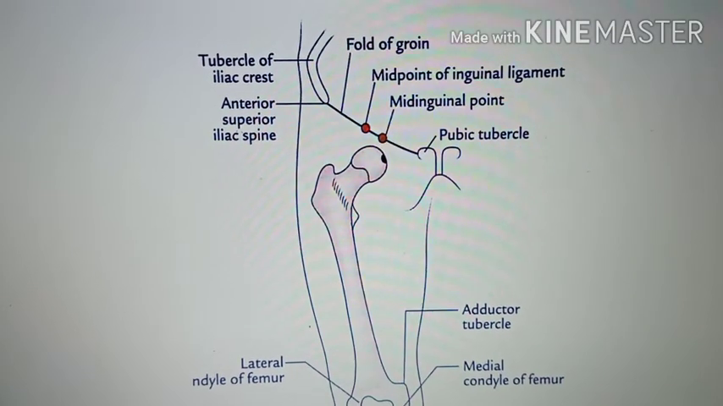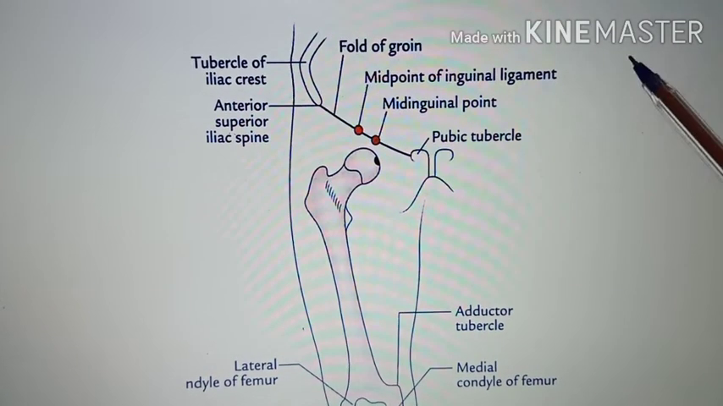If the beats are less than 60, it is called sinus bradycardia. If the beats are more than 100, then it is called sinus tachycardia. The character of the pulse refers to the waveform or the shape of the pulse. Now we will study the pulse palpation in the lower limb. We will study the femoral pulse, popliteal pulse, anterior tibial pulse, posterior tibial pulse, as well as the dorsalis pedis pulse.